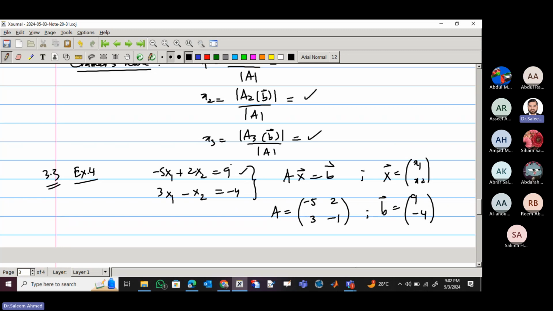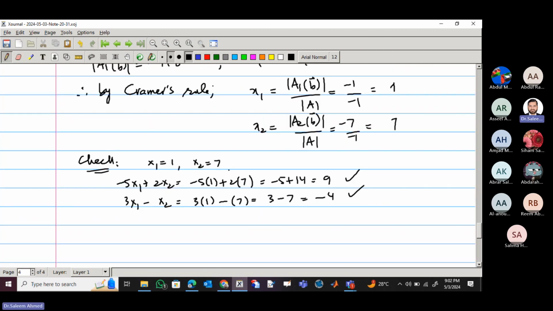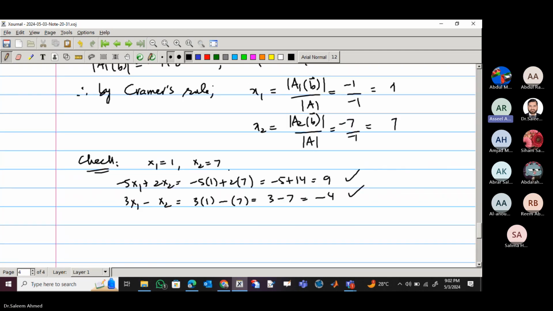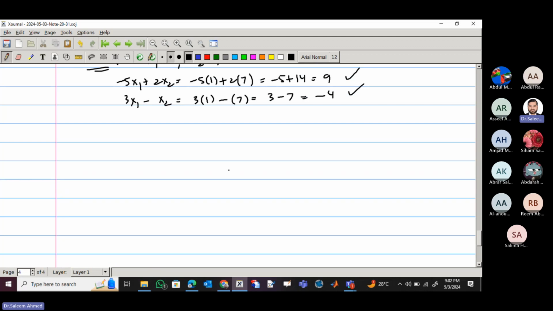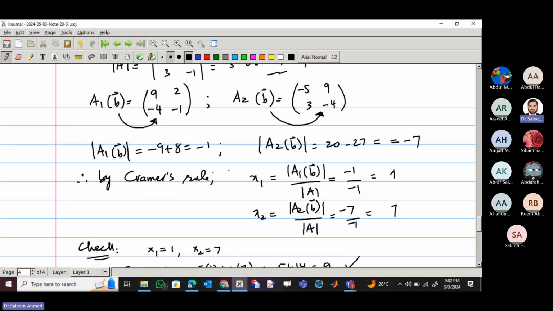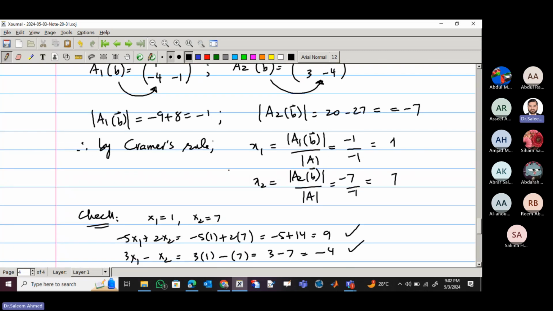So you can just do it in your mind so that your answer is correct. Okay. And it's the same thing for 3 by 3 and a 4 by 4. For 3 by 3, you will have exactly the same thing. You will have another one, right? If it is A3, 3 by 3, then you will have another A3b.